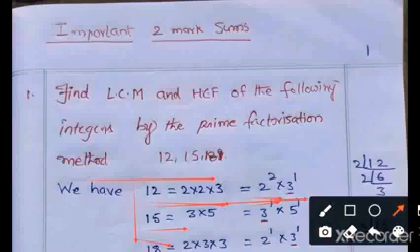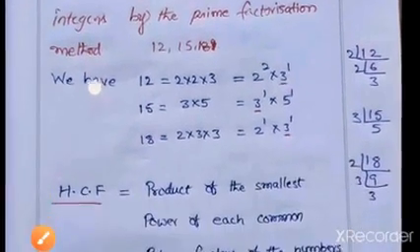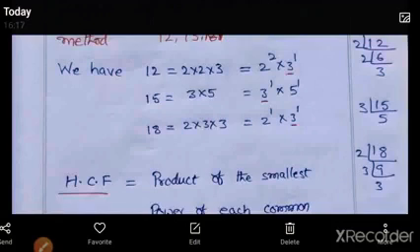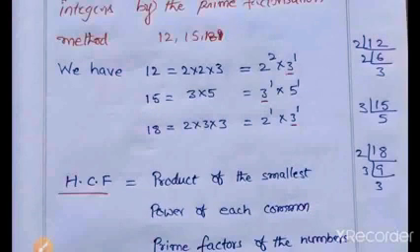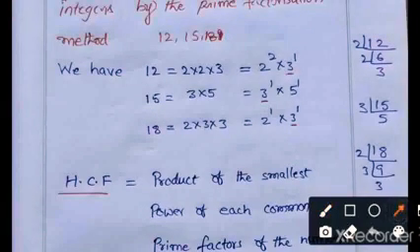In the same way, 15 is expressed as 3 into 5, which means 3 power 1 into 5 power 1. Similarly, 18 is equal to 2 into 3 into 3. 3 into 3 is 9, and 2 into 9 is 18. So 18 is expressed as 2 power 1 into 3 square.